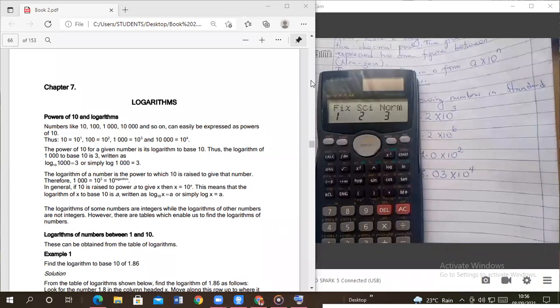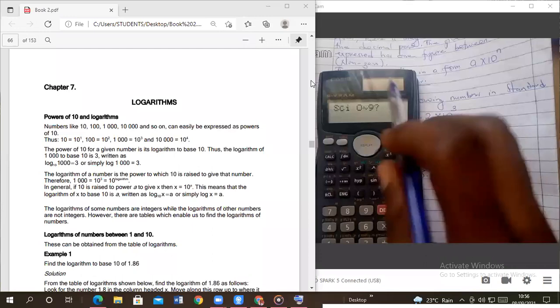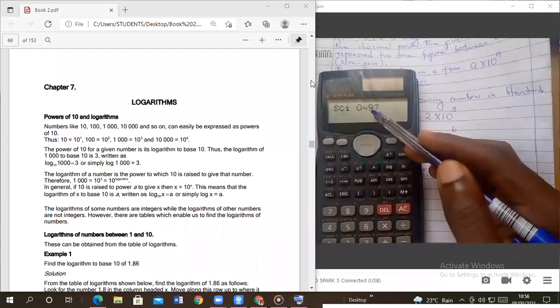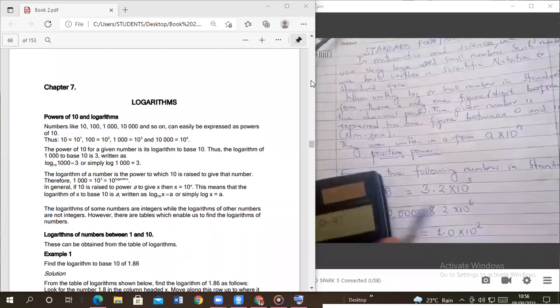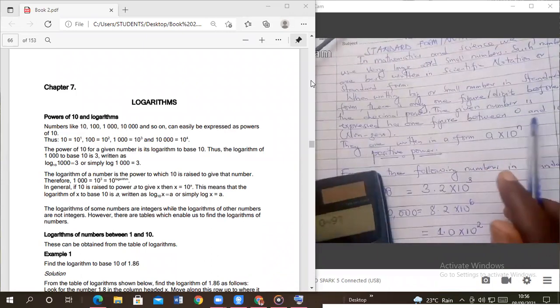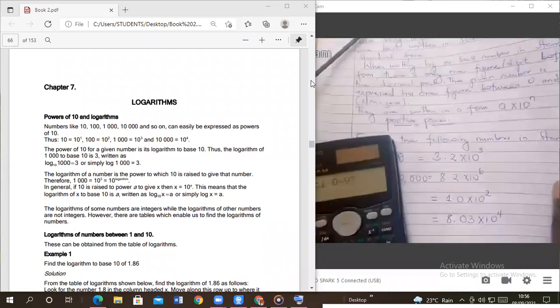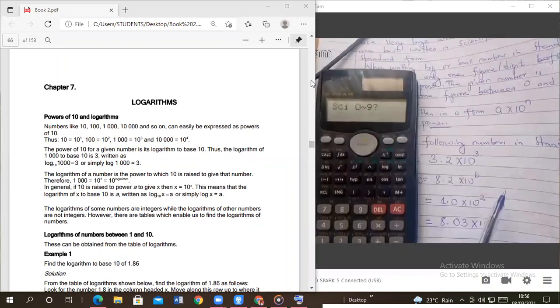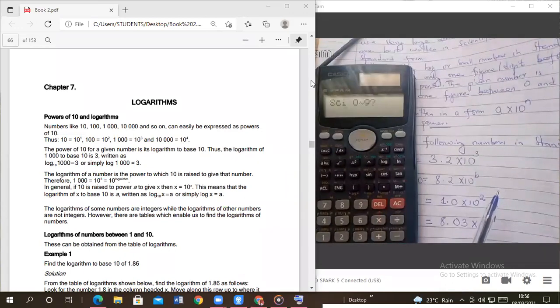Fix 2, and then what? Press 2. Now you see that it's displaying 0 to 9. That's why I said the number must be between 0 and 10. Ours must be 1 digit. So you press 1.